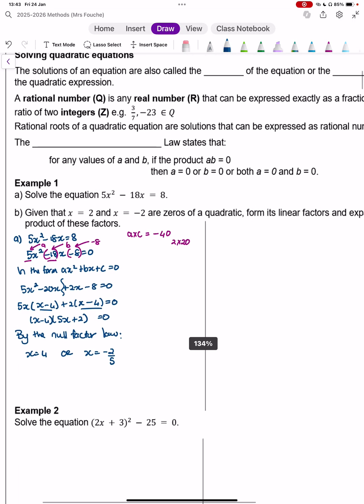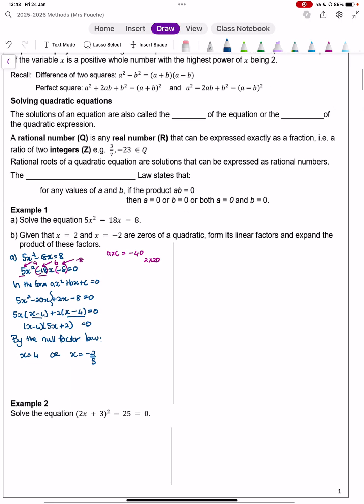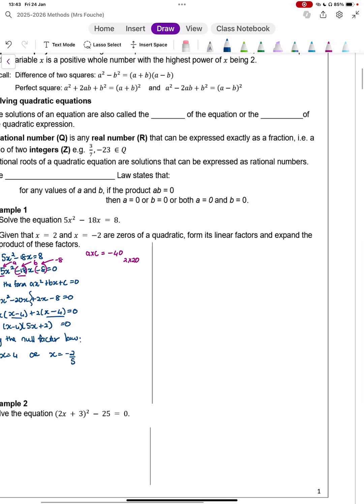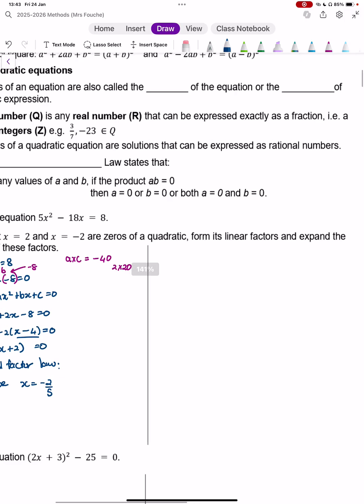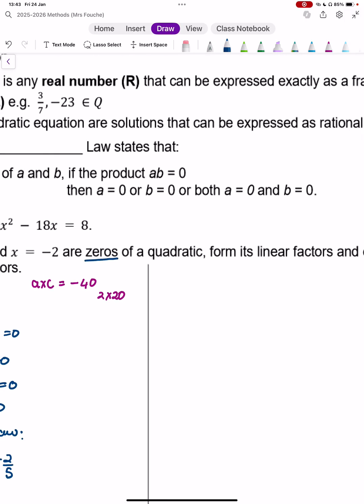Let's have a look at the second part of this question. So we've been given that x equals 2 and x equals negative 2 are zeros of a quadratic, form the linear factors, and expand the product of these factors. So we need to know that zeros mean that those are solutions to the quadratic. So that is where our parabola crosses the x-axis.